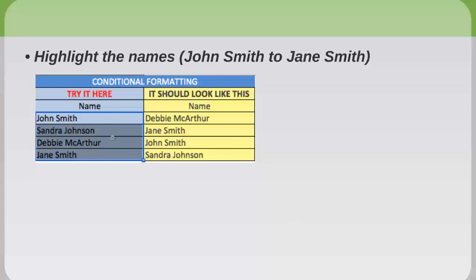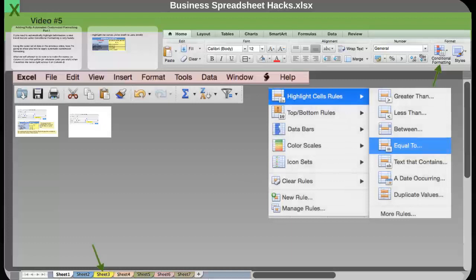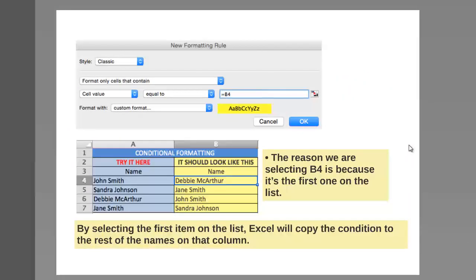Highlight that there. Then, under the Home tab, go to Conditional Formatting. When you click on that, you're going to see Highlight Cell Rules. You put your mouse over that, and then you're going to find Equal To. I'm going to explain in a little more detail why we are doing this.